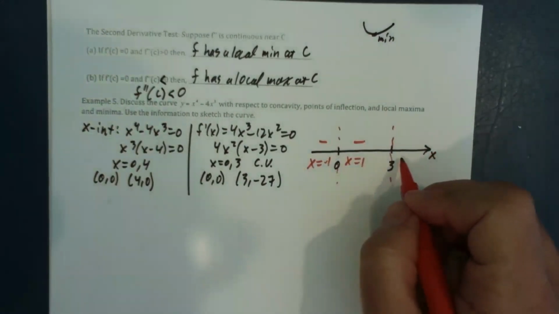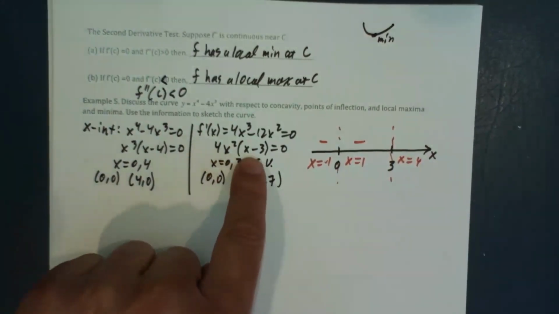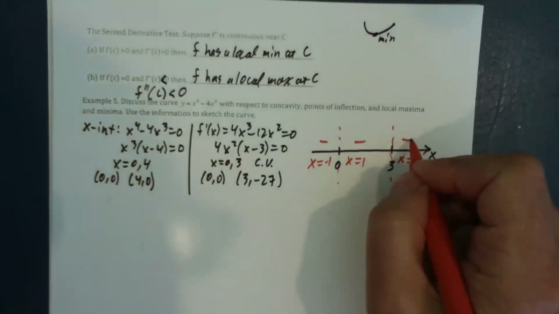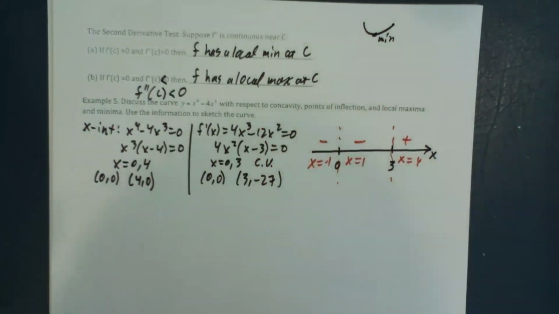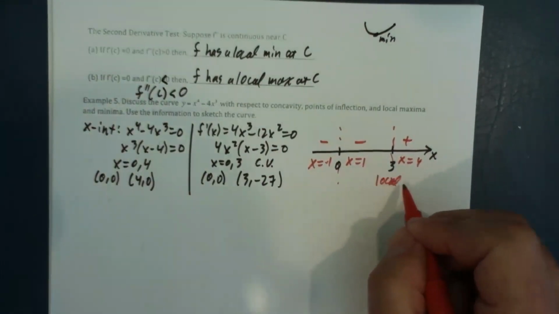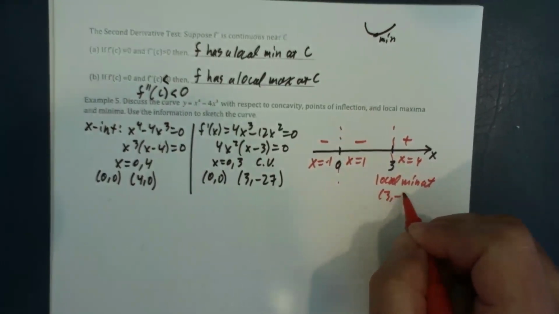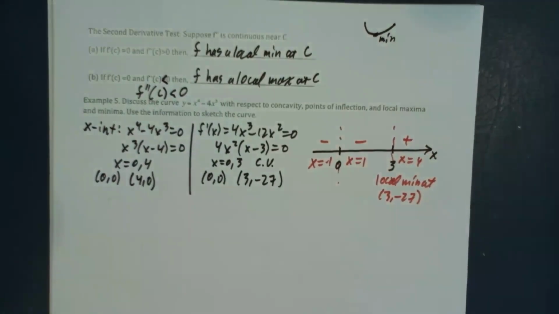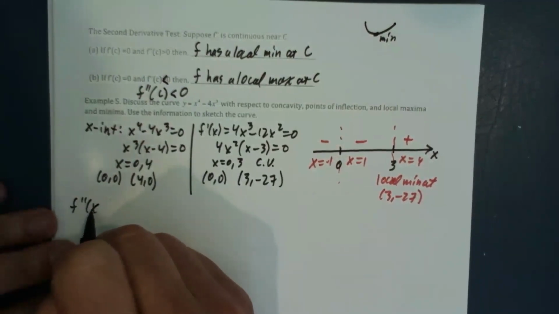Let's pick something after 3. Let's pick x equals 4. And you can see positive times 4 minus 3 is a positive 1. So here we're going from a negative slope to a positive slope. That means we have a minimum, a local minimum here. All right, let's do our second derivative and continue analyzing this. We'll talk about its concavity.